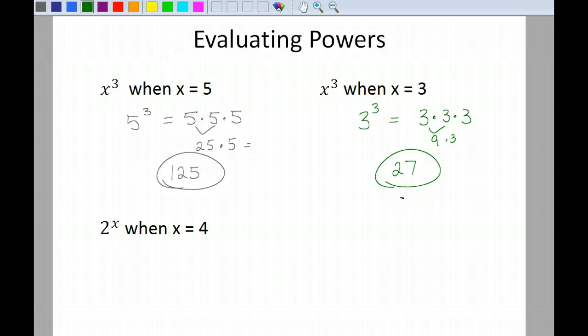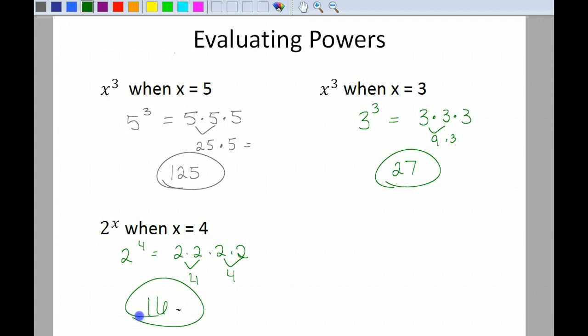Now I've got 2 to the x when x is equal to 4. It's okay for your exponent to be a variable. So the process is going to be exactly the same. So we have 2 to the fourth power, which just means I have 2 times 2 times 2 times 2. 2 times 2 is 4. This 2 times 2 is 4. Oh, it's 4 times 4. 16. And that's your answer.